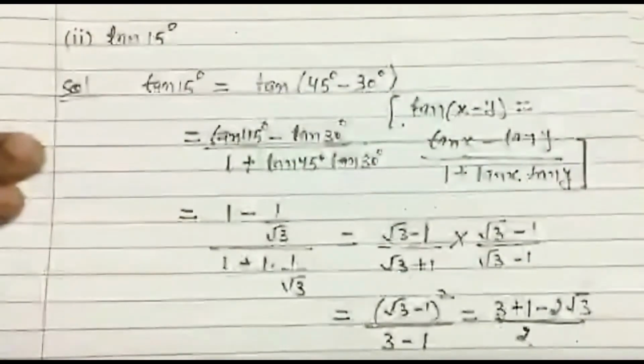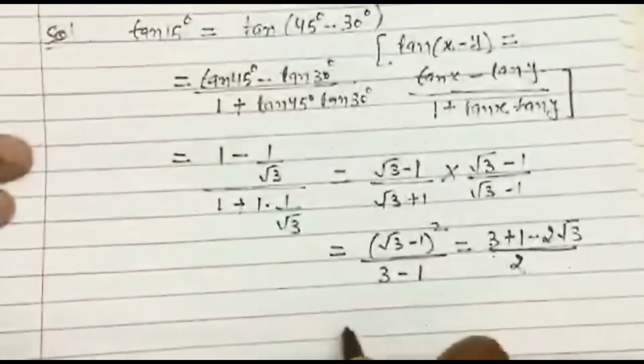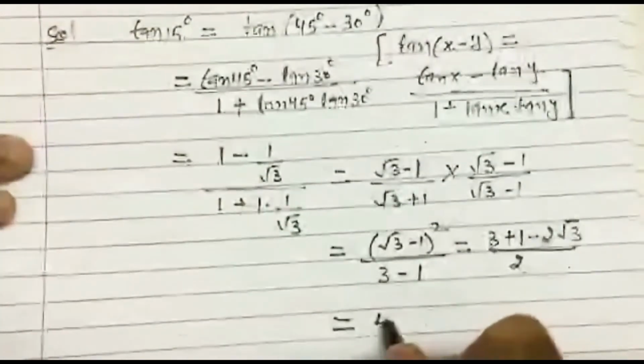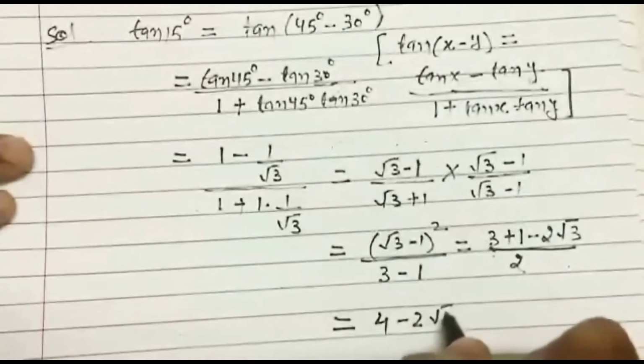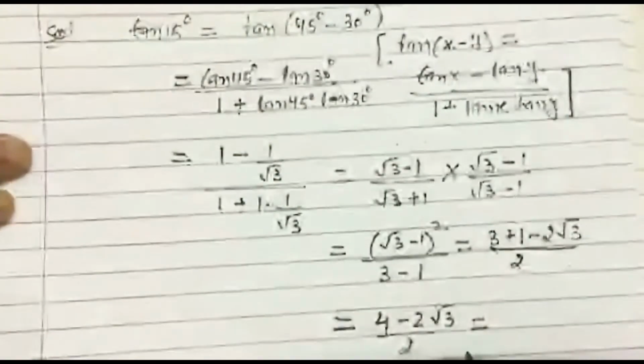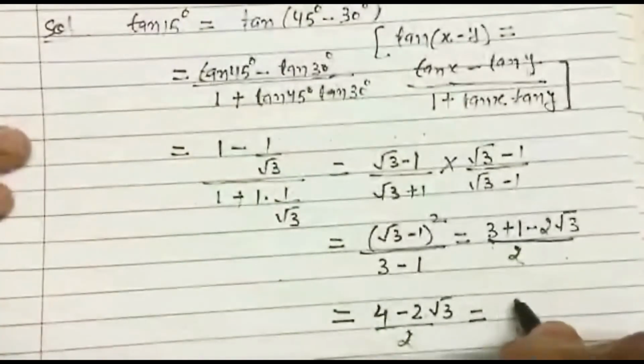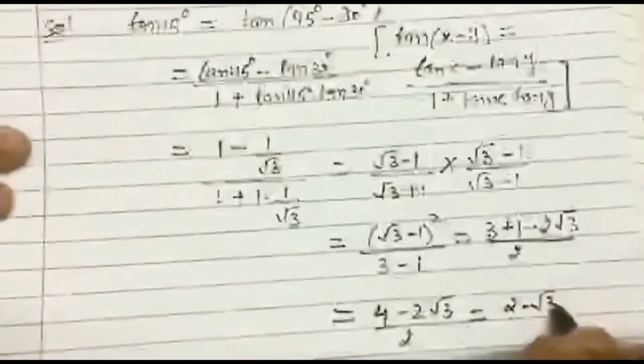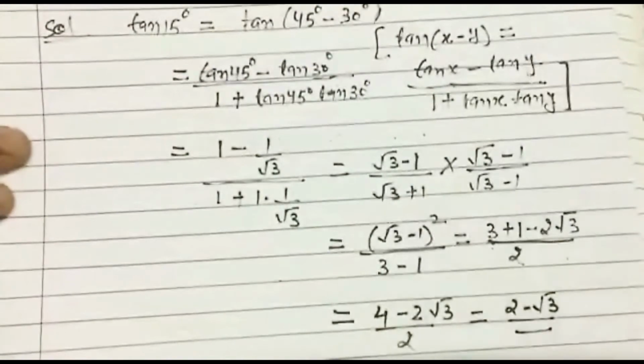In the next step, you will get (4 minus 2 root 3) by 2. Take 2 common and cancel it. So it is 2 minus root 3. This is the answer.